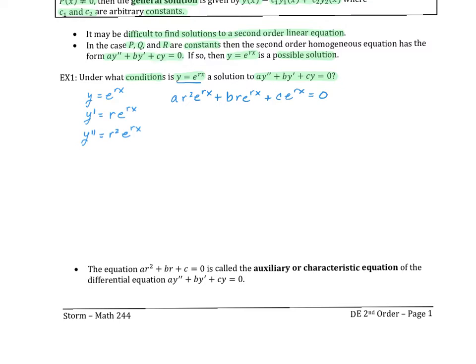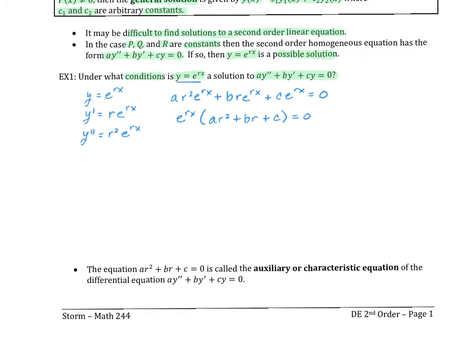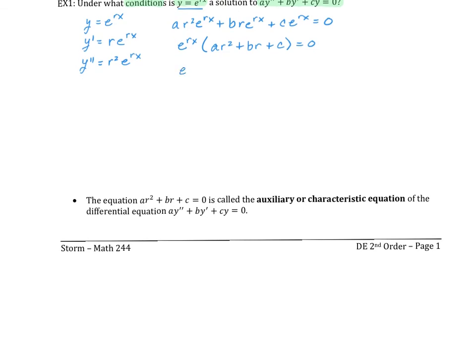So what do my a, b, and c have to look like? Well, I can see on the left-hand side that I have a common factor, e to the rx, that I could factor out. What's left over is going to be a r squared plus br plus c. So that should look familiar. It's just a quadratic equation. However, on the left-hand side, I have a factored expression equal to 0. So algebraically, it must be true that either e to the rx is equal to 0 or ar squared plus b times r plus c is equal to 0.